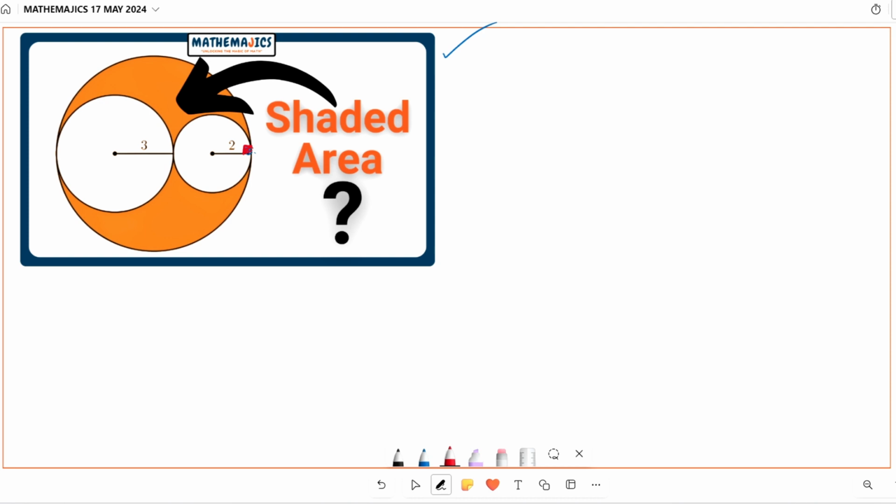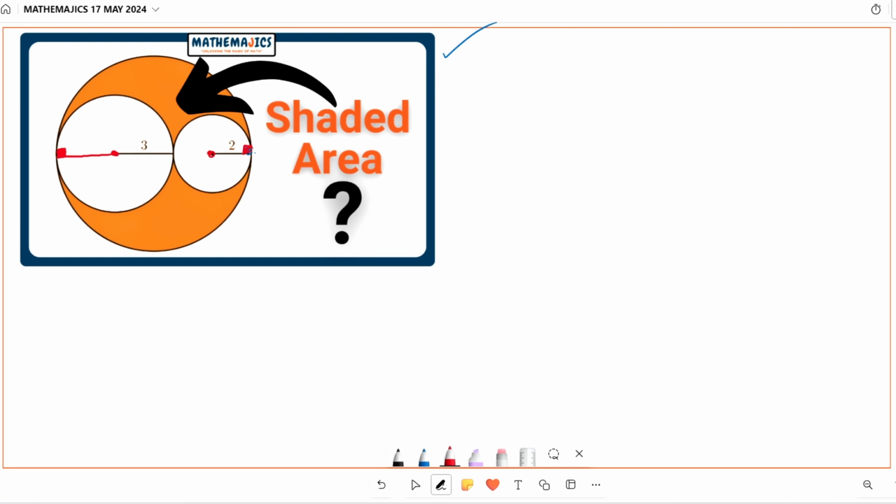That means if I draw a radius from the center, this will also be perpendicular. What does that mean? That means these two centers of the circles lie on a straight line, and they are also passing through the center of the larger circle.